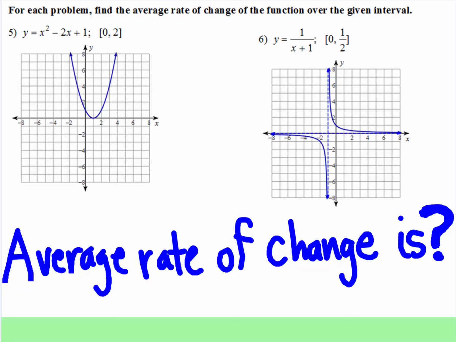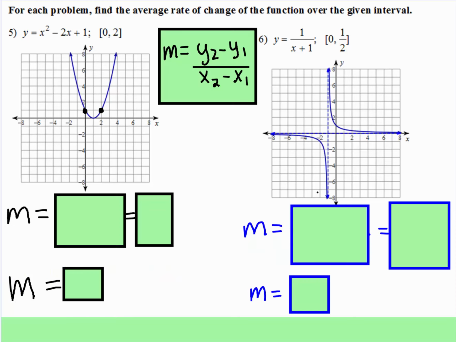Remember back in 7th or 8th grade Algebra 1, you're going to use the slope formula to find the average rate of change. So the average rate of change and slope are interchangeable. Okay, so here is the slope formula right here.